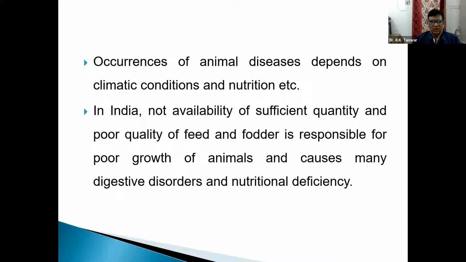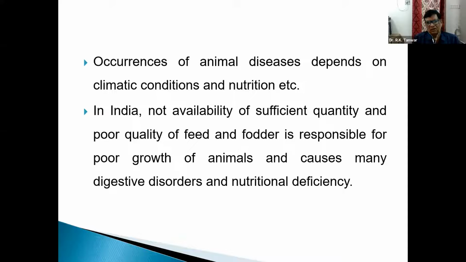Again, as I told you, the occurrence of animal disease depends on climatic conditions, which comprise temperature, rainy season, winter, cold climate. So the occurrence of disease varies from month to month. In winter, we will find a large number of pneumonic cases as compared to summer.